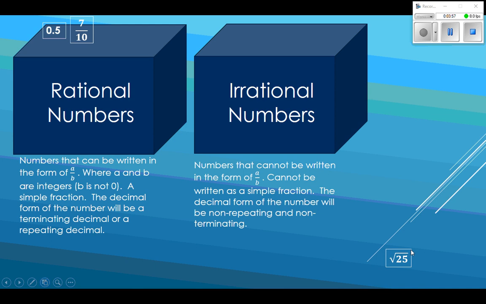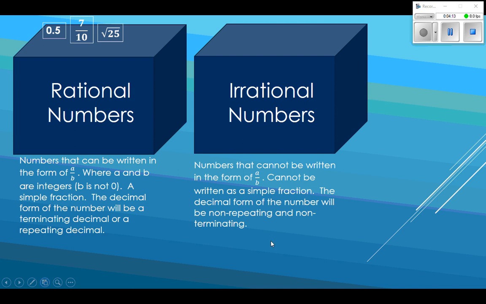5 is a counting number. Counting numbers are in this box of rational numbers, right? We said that rational numbers can be written as a fraction. Can't we write 5 as 5 over 1? We can. So that's why the square root of 25 is considered a rational number.